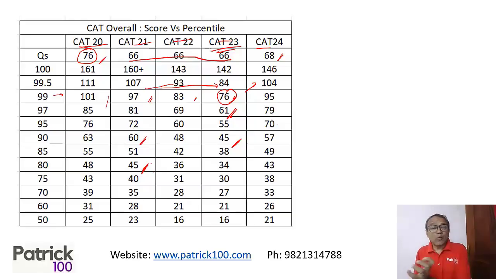Because what happens in normal mocks, in whichever classes, is they're not exactly representative of the entire population. They just give you a part of the picture, and finding the exact marks is very difficult. So you can compare with this scorecard and compare what you scored. In a tougher paper, you can compare with CAT 23. In an easier paper, you can compare with CAT 21. On average, you can use CAT 22 as a benchmark to find out your marks versus percentile.